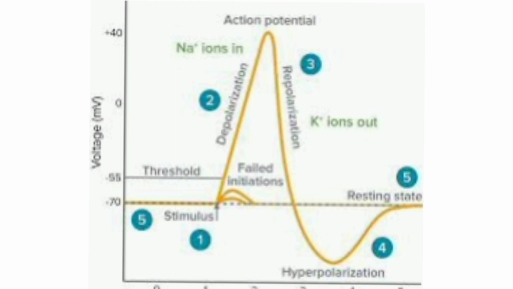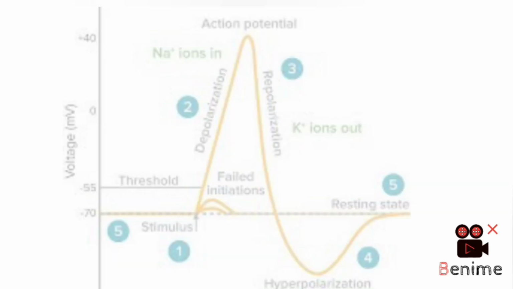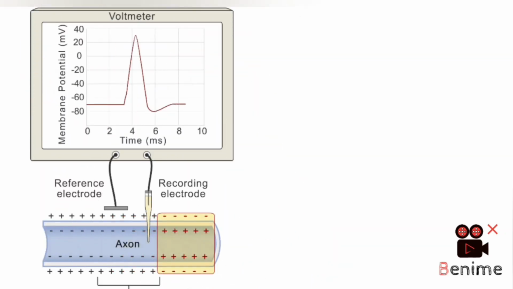After reaching the stage of hyperpolarization, it is necessary for a neuron to again get back to its resting state so that it can conduct the impulses again. And it is possible due to the sodium potassium pump. I hope that now the topic of action potential is very much clear to you all.